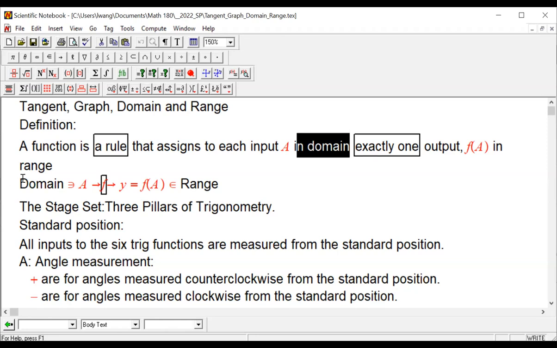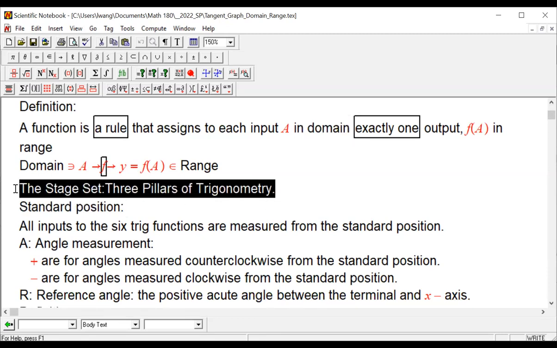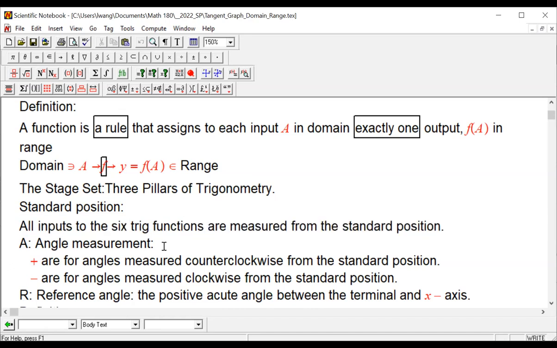And when we are talking about trig functions, and we want to study their domain and range, we know there are 6 of them. Right now we're talking about, and if we consider arcsine, arc cosine, and we have more, right? So now let's look at the stage set. The stage set is that we have the 3 pillars of trigonometry, right? And all the inputs to the 6 trig functions are measured from the standard position. The 6 trig functions we refer to are sine, cosine, tangent, cotangent, secant, cosecant.